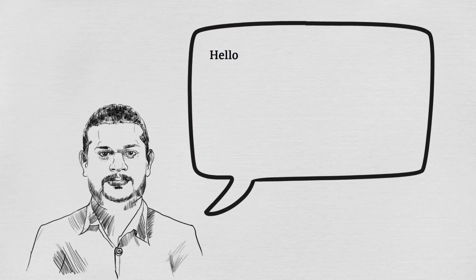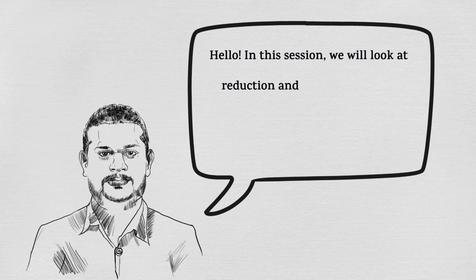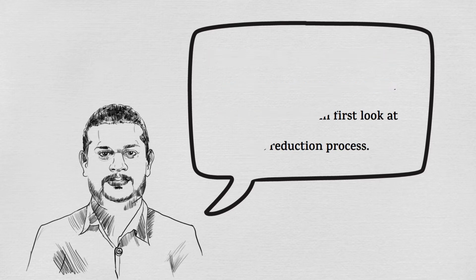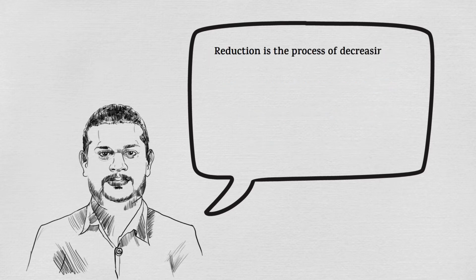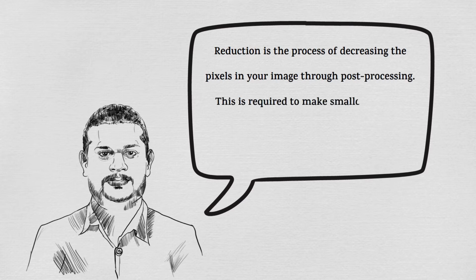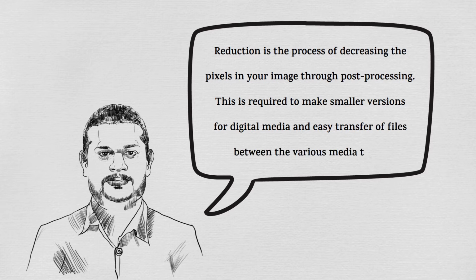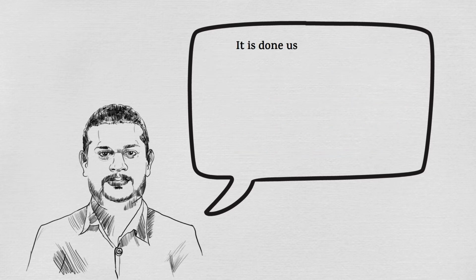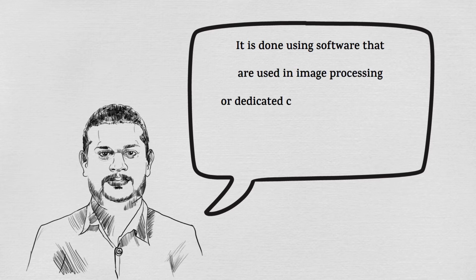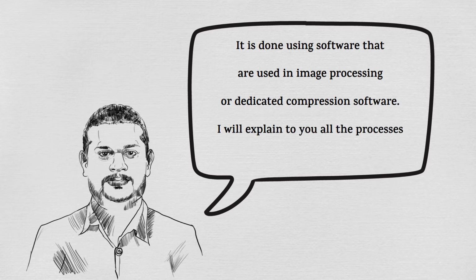Hello, in this session we'll look at reduction and enlargement of a photograph. We will first look at the reduction process. Reduction is the process of decreasing the pixels in your image through post-processing. This is required to make smaller versions for digital media and easy transfer of files between the various media types. It is done using software that are used in image processing or dedicated compression softwares. I will explain to you all the processes through an example of my own work.